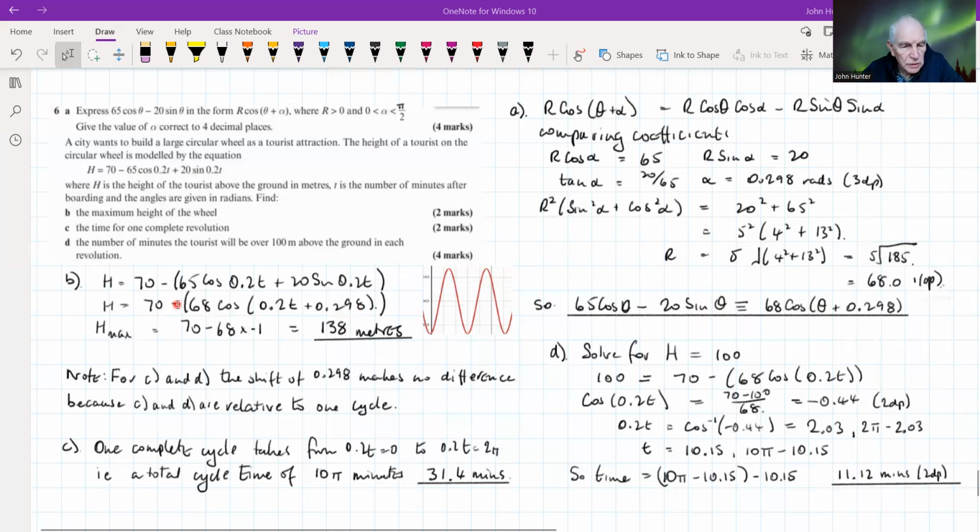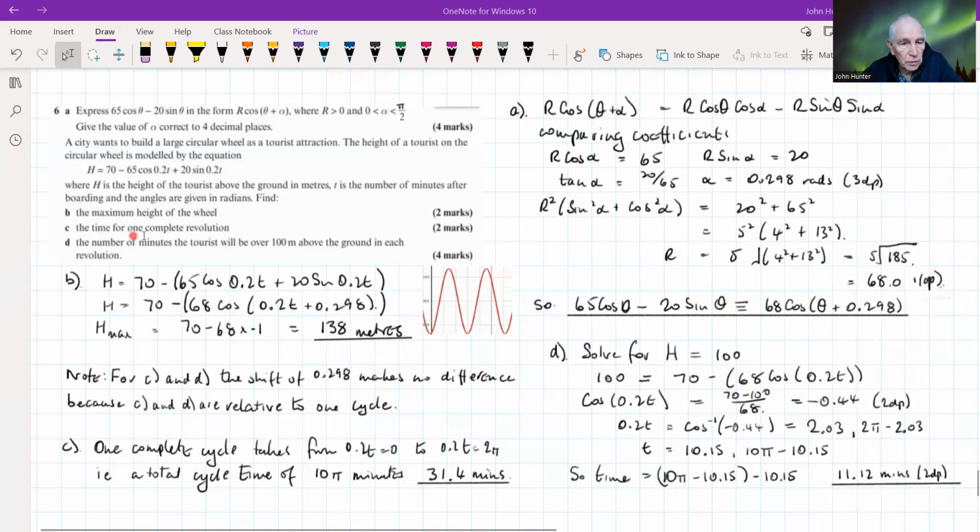Now, because we've got a negative sign here, the maximum value of h is going to correspond to when the value of the cosine is -1, because then we've got 70 plus 68 times 1, or 70 plus 68, 138 meters. Okay, so that's going to be fun to be up at the top of that. Right, so that is that bit.